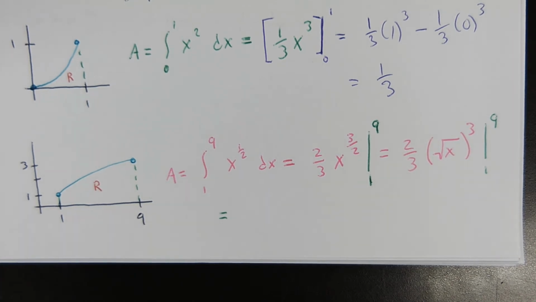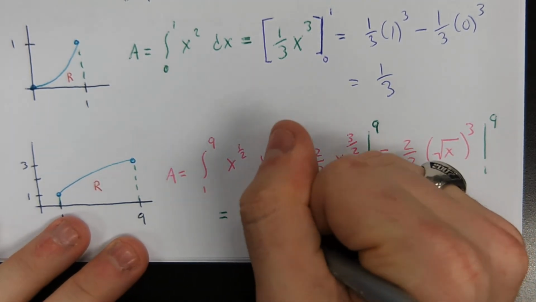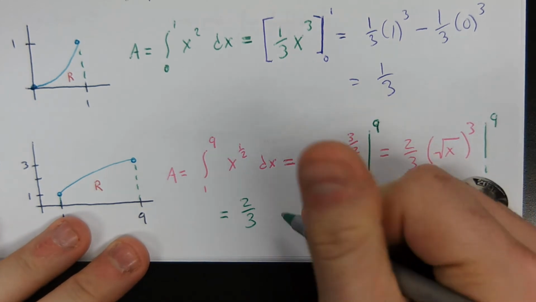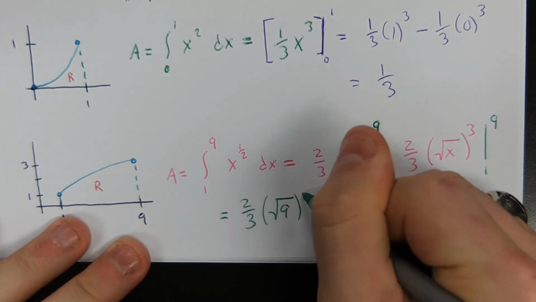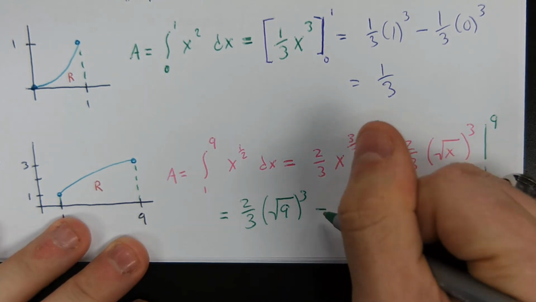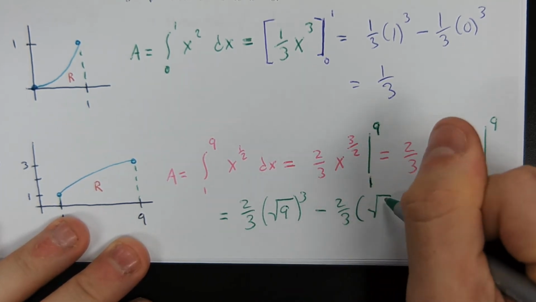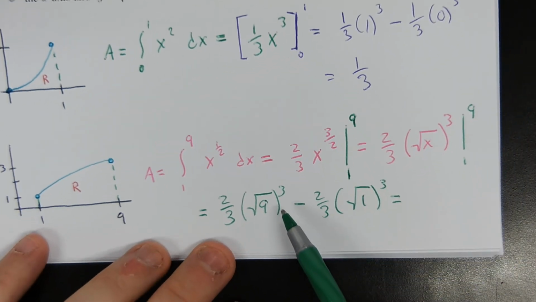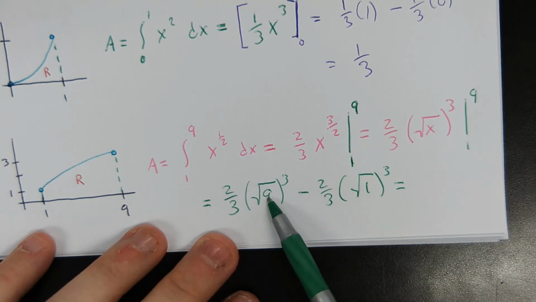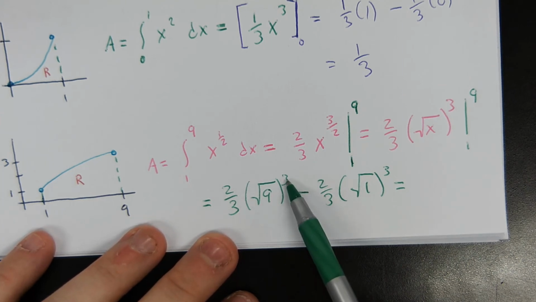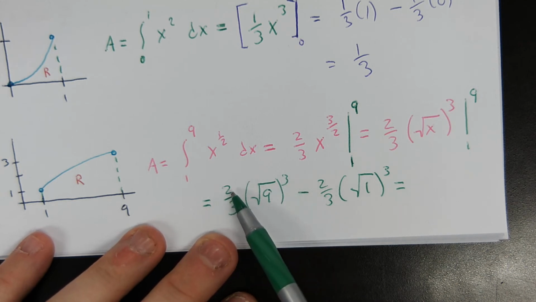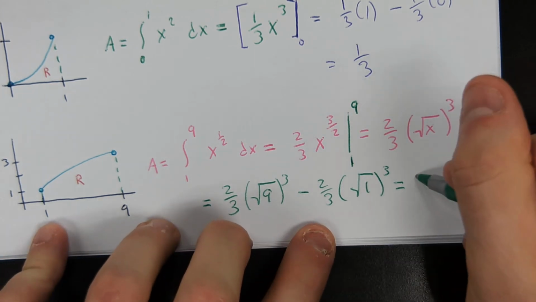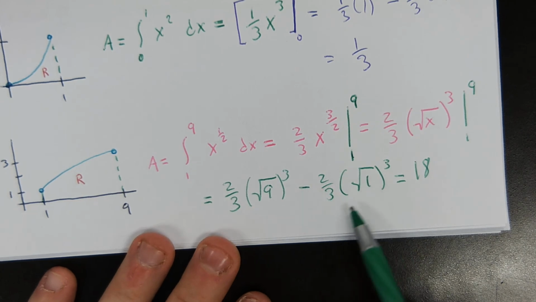Alrighty, let's plug her in. So I have 2/3, and I'm plugging in 9, so I have square root of 9 cubed, and then minus 2/3 square root of 1 cubed. My math is going to have to get skinny. Alright, so square root of 9 is 3. 3 cubed is 27. 27 times 2 is 54. 54 divided by 3? 18. And then this one's just minus 2/3.